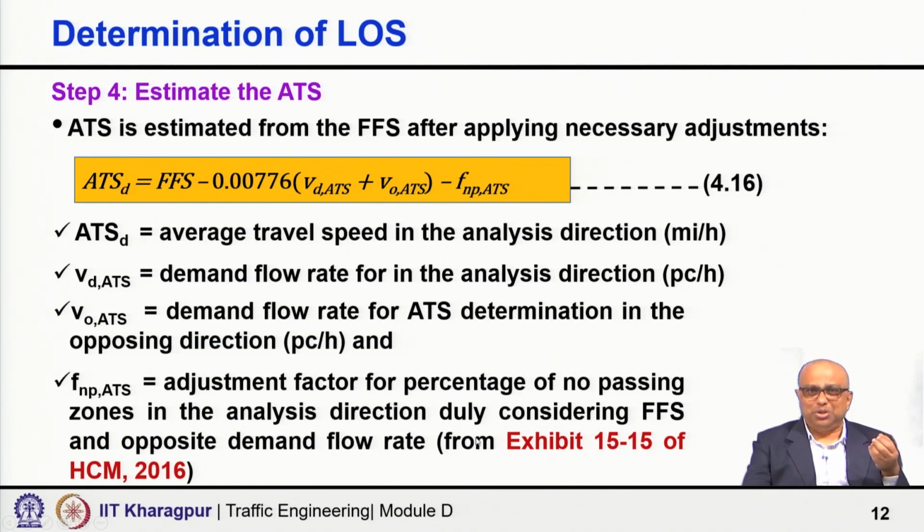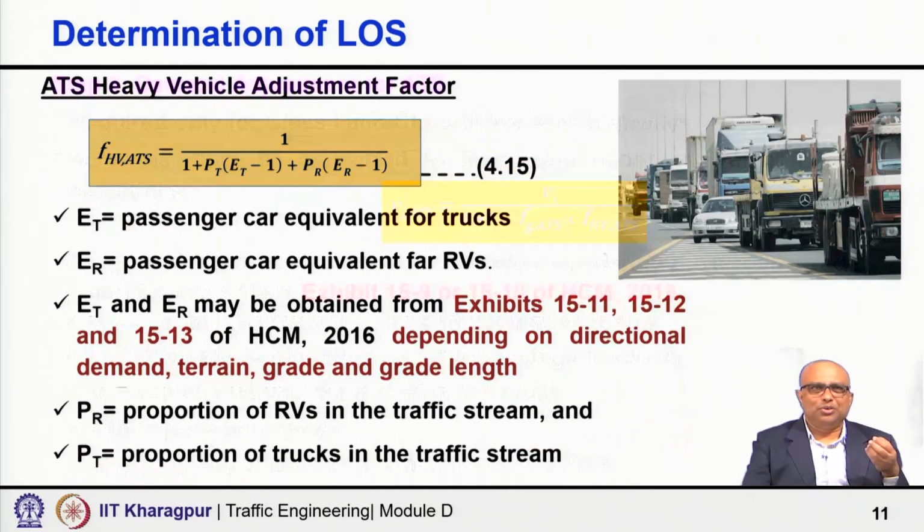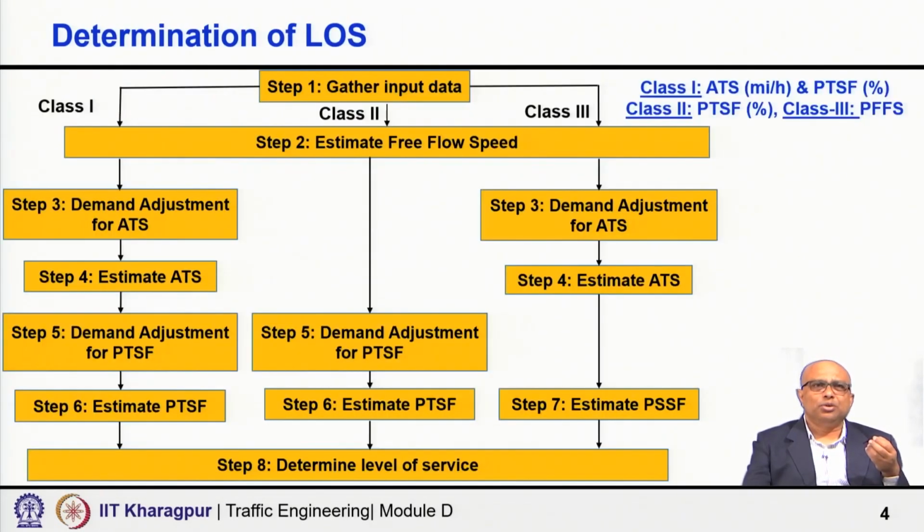So, these are to be obtained from exhibit 15-15 of the HCM, Highway Capacity Manual. Now, that is steps 3 and 4. So, if I go to the flow chart again, we have talked about step 3 and step 4, which are required for a class 1 and class 3 two-lane highway segment.